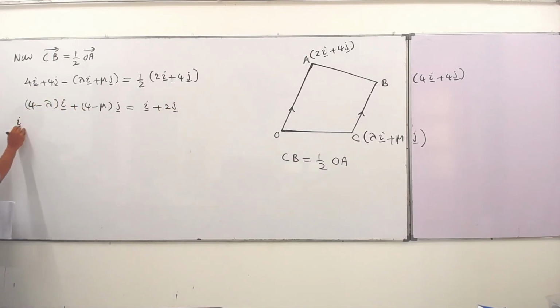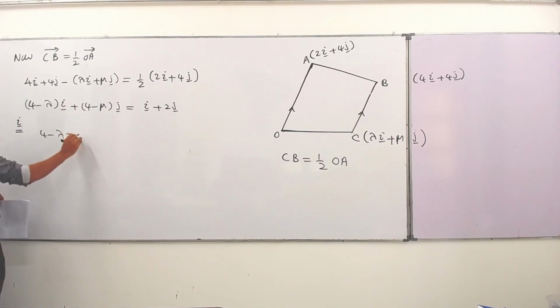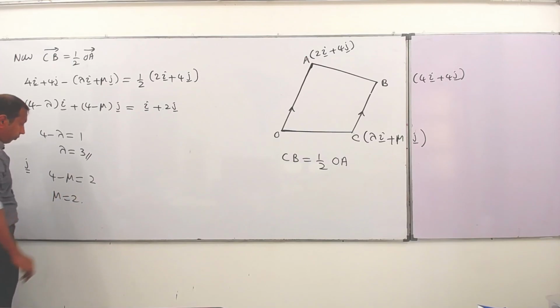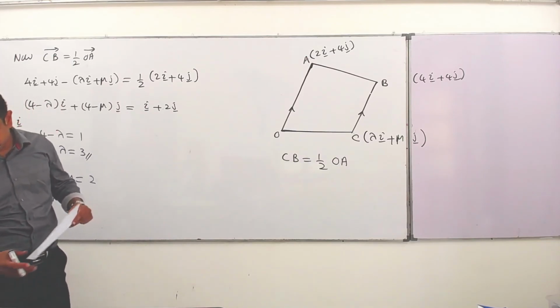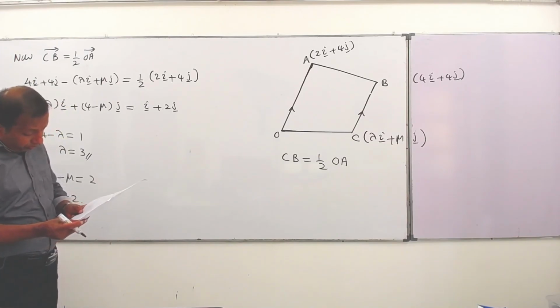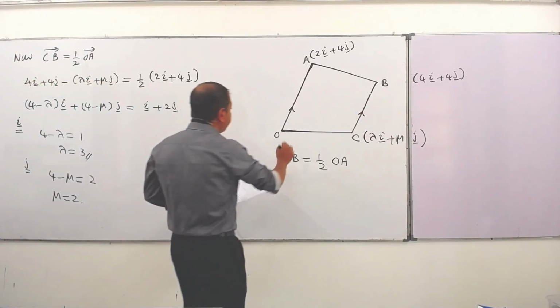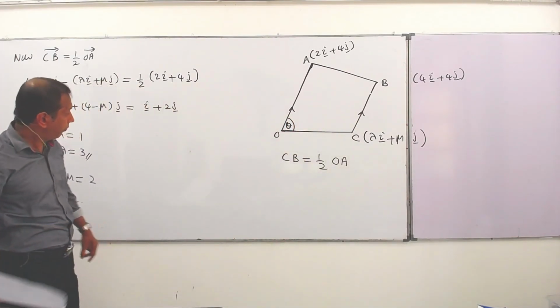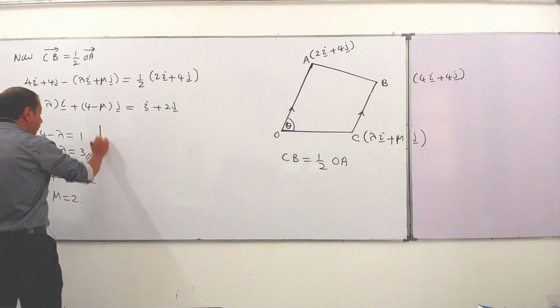Equate the coefficients of i on both sides. Here 4 minus lambda equals 2, so lambda equals 2. For j, 4 minus mu equals 4. Lambda and mu we found. Lambda 3, mu 2. If angle AOC is theta, so that cos theta is this much. Then I can write this way.